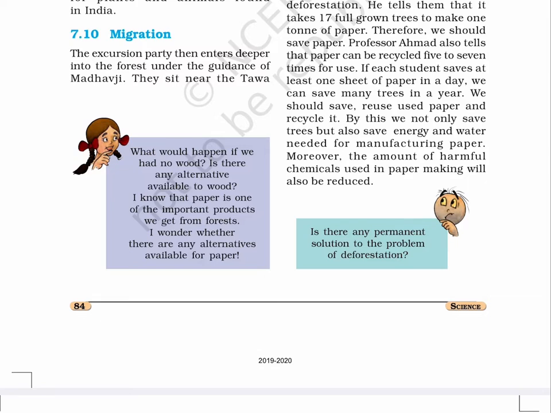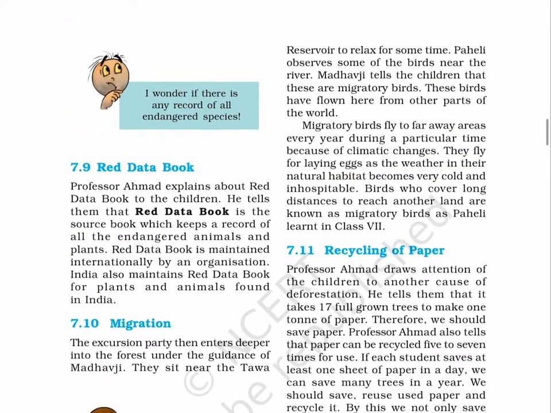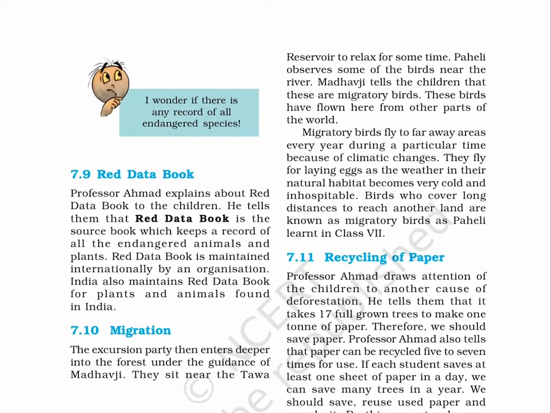They sit near the Tawa reservoir to relax for some time. Paheli observes some of the birds near the river. Madhavji tells the children that these are migratory birds. These birds have flown here from other parts of the world. Migratory birds fly to faraway areas every year during a particular time because of climatic changes. They fly for laying eggs as the weather in their natural habitat becomes very cold and inhospitable. Birds who cover long distance to reach another land are known as migratory birds, as Paheli learnt in class 7.